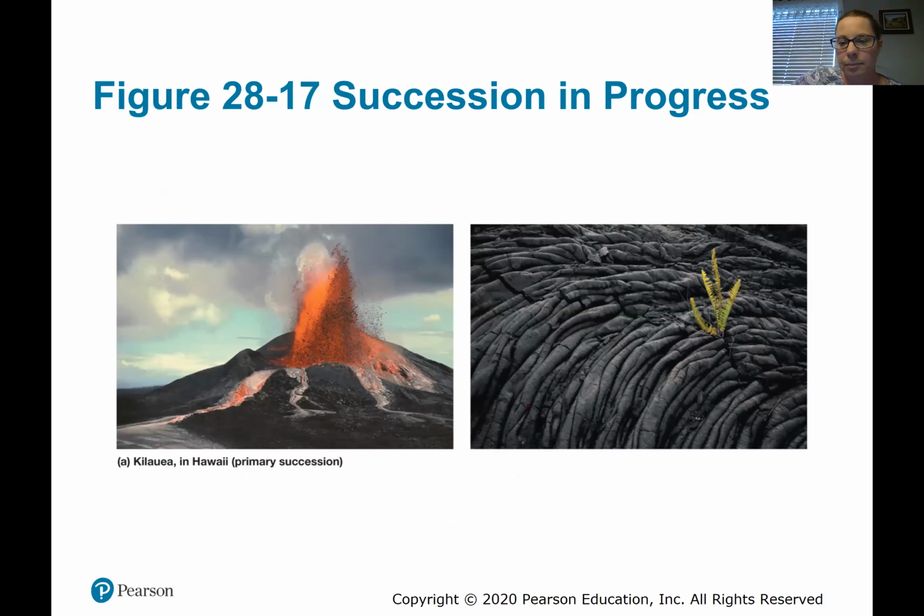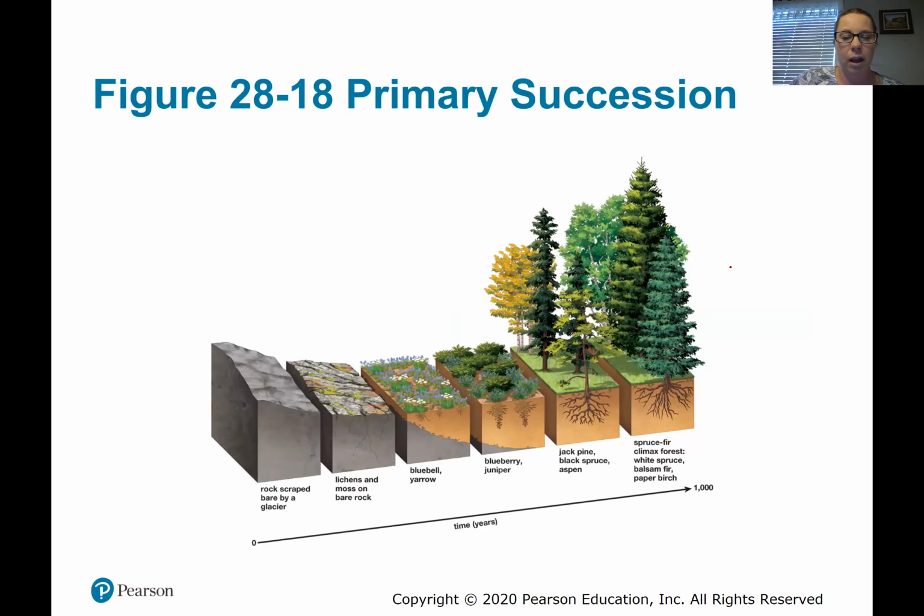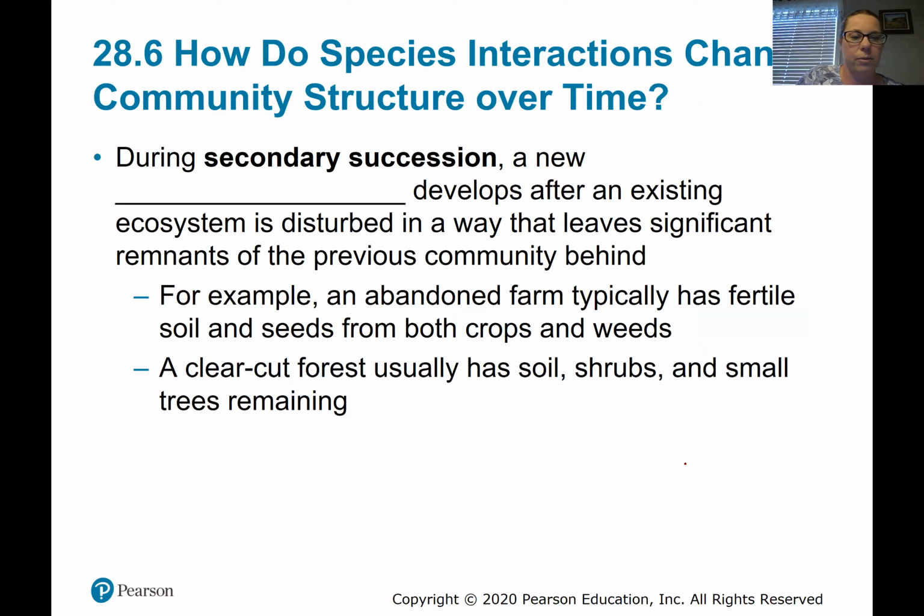Okay, so here's a little fern coming up in the lava flow. Okay, so you have bare rock. You might have some lichens and mosses, and then as those things die off, they contribute to the soil buildup. Then you get some smaller plants, smaller shrubs, and then eventually you'll get to the climax species, whatever it happens to be. But this is going to take thousands of years.